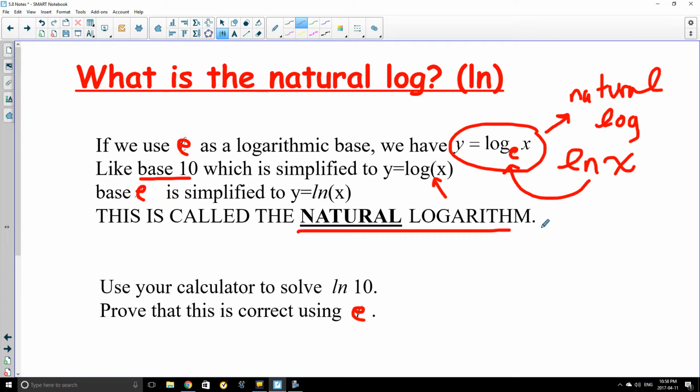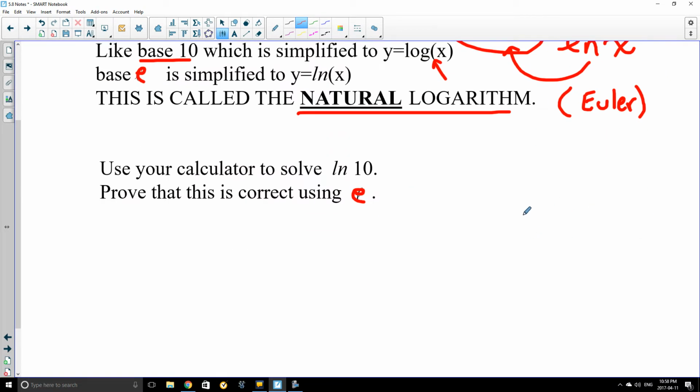And once again, this is all coming from that Euler guy. So he made this all up. This is his fault. Unfortunately, he's no longer with us, so we can't make him suffer. But you can type in ln 10 on your calculator, and if you do that, I get 2.3. Let's think about what this means. ln 10 is just log in base e. So to prove it, let's write that down for a second.